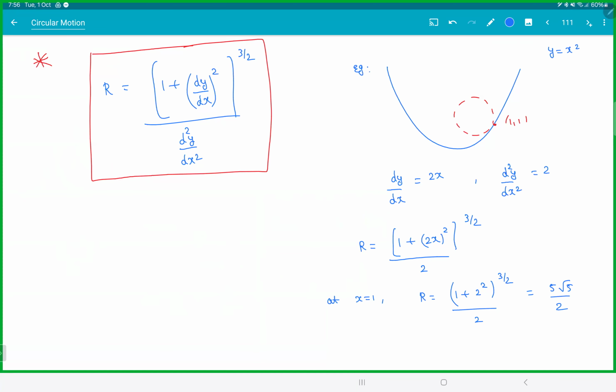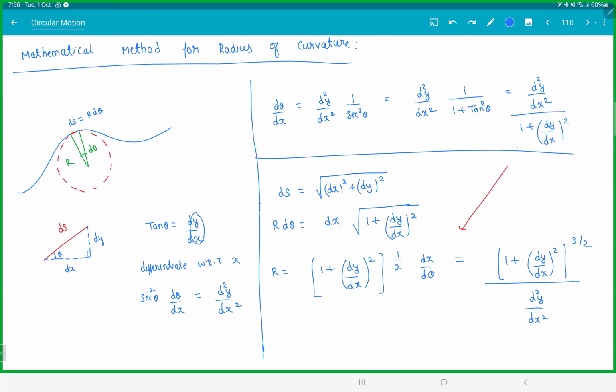Clear with this? Sir, can you make that diagram again? Which one? The one that you connected theta and d theta. This one. Yes, sir.